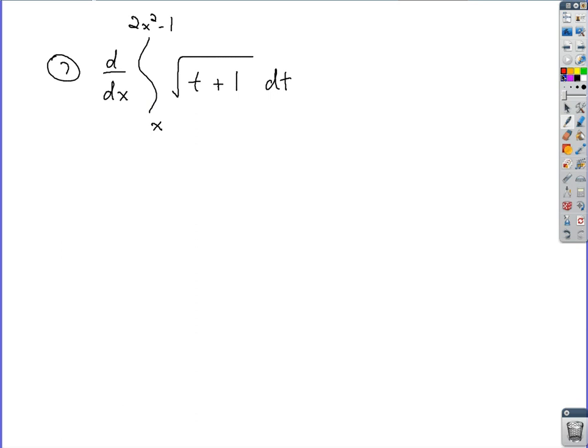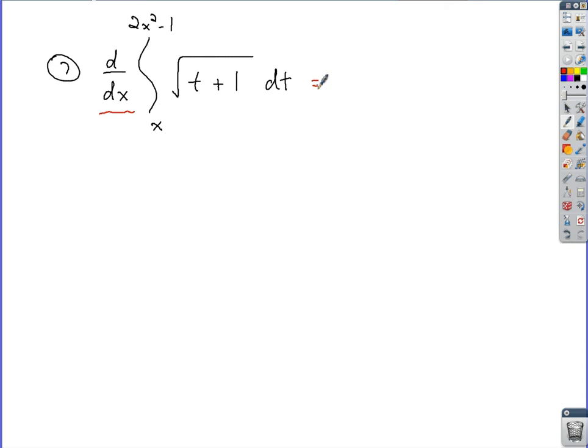All right, so we're moving on to the second fundamental theorem. How do we know when we're going to apply the second fundamental theorem? We got the exponents in there. T. Okay, you've got t in the function. Not a bad observation. Most notably, though, you've got this d dx in front. That's how we know we're going to apply the second fundamental theorem. So we see that d dx in front.